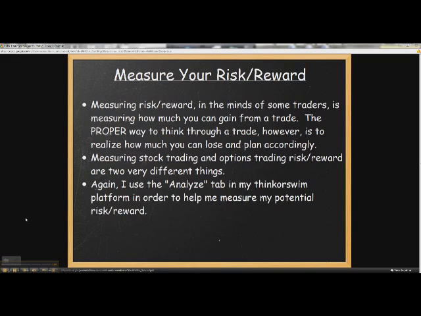So, when we're looking at this risk-reward, we need to make sure that our reward is greater than our risk, and we minimize our risk, and we mitigate our losses, and we make sure that we cut our losses appropriately. So, measuring stock trading and options trading risk reward are two very different things, and I just wanted to sort of jab that into the mind of you guys.